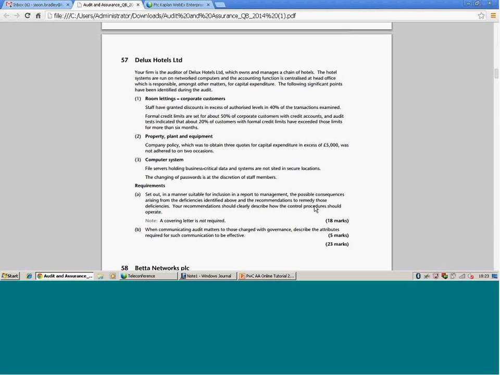Really specifically telling me in this example, I do not require a covering letter. You've got those specific instructions from the examiner. If they're telling you not to have a covering letter, then don't include one.